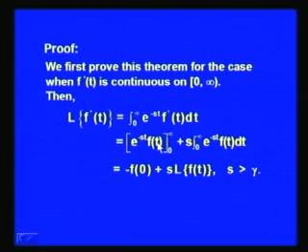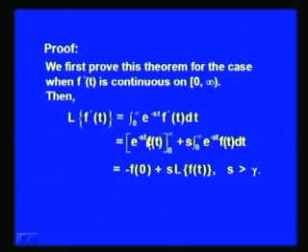Now, since we have assumed that f t is of exponential order gamma, mod of f t is less than or equal to m times e to the power gamma t for large values of t, and therefore, as t goes to infinity, e to the power minus s t into f t will tend to 0, because mod of f t is less than or equal to m times e to the power gamma t.